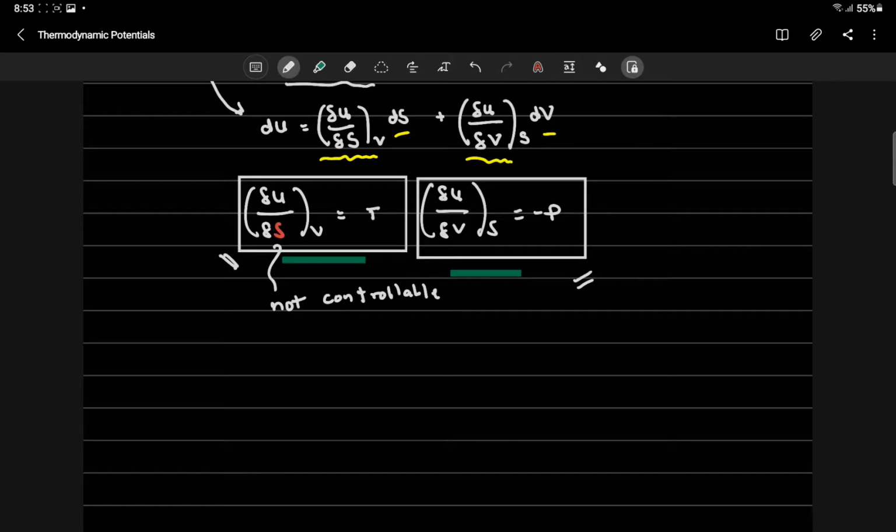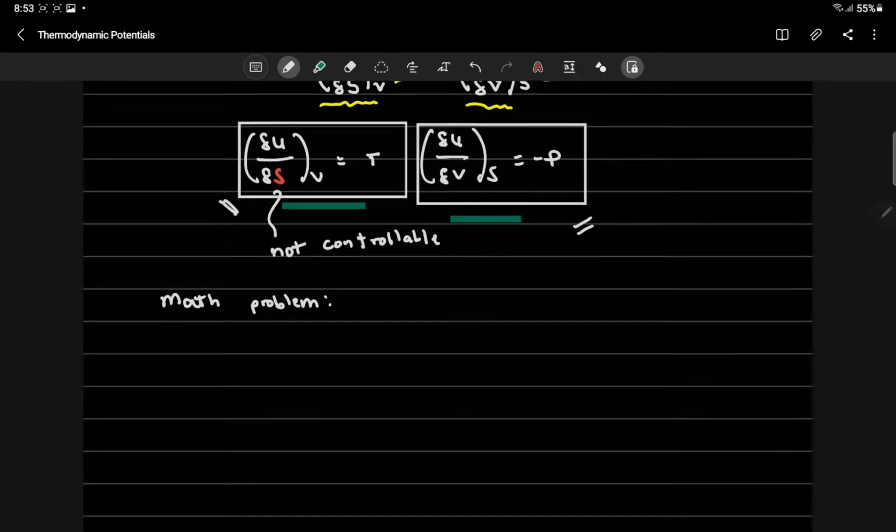I-vary natin. Pwede bang gawin yon? Can you really vary entropy? It's really difficult to do. Even I don't know how to do that, right? Good luck with that. I mean, entropy is not controllable. There is no such thing as an entropy meter. So, entropy is not measurable. So, hindi natin siya pwedeng i-vary. Unlike yung temperature, pressure, and volume, we can do that. So, anong gagawin natin ngayon? Thus, we have now a mathematical problem.